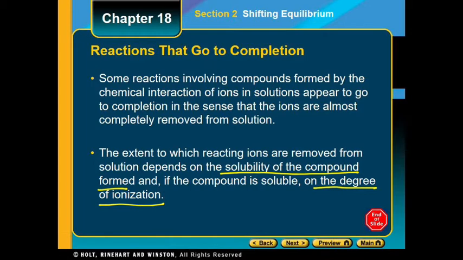So, for instance, if you have our strong acids that 100% ionize, versus, say, a weak acid like acetic acid, which only ionizes about 5%, that will change how your reaction will proceed. And we'll look at an example.